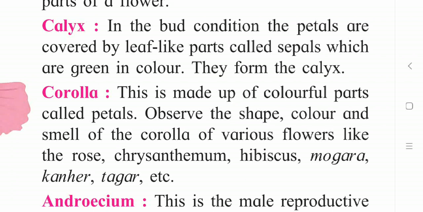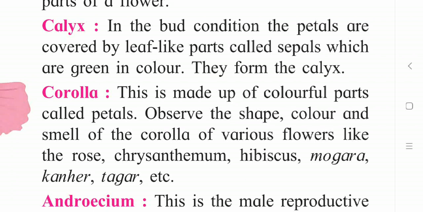Corolla. This is made up of the colorful parts, the petals. Observe the shape, color and smell of the corolla of various flowers like the rose, hibiscus, mogra, kanher, tagar. A lot of simple, beautiful flowers are there with a great smell. Because of the smell quality of the flowers, they are used to prepare products like scent, spray, body spray, soap.